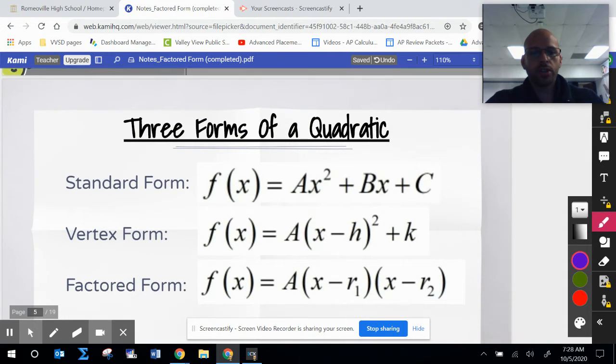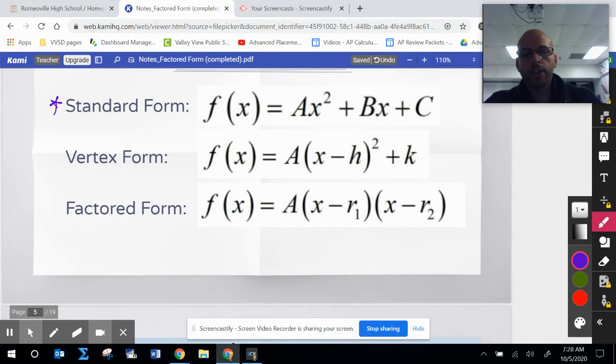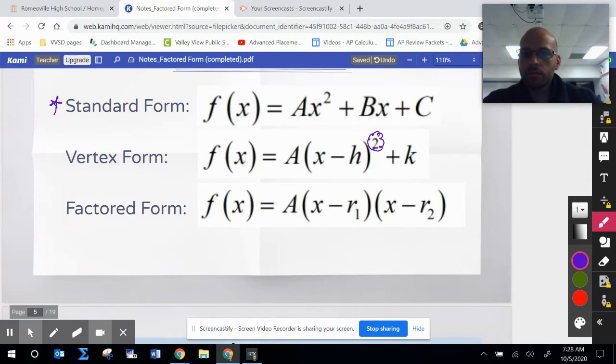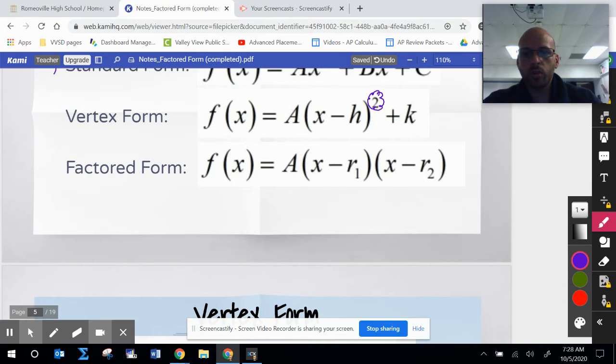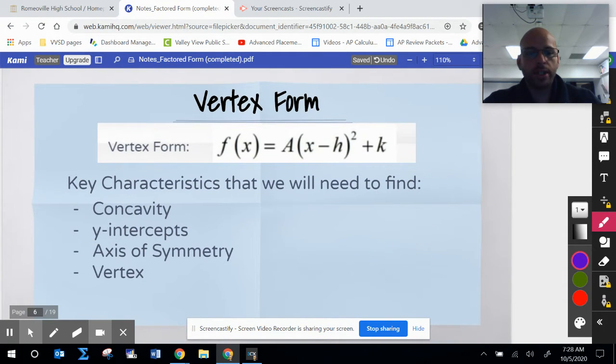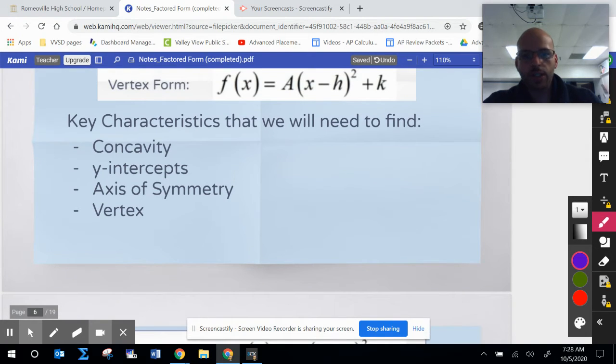All right. So that was everything for standard form. Now we're going to shift to the next one, vertex form. Still a quadratic. You can still see that we are dealing with a squared term, or in this case, a squared grouping, right? And we're going to find all of the same characteristics: concavity, y-intercepts, axis of symmetry, the vertex. We're going to find all of those values still.